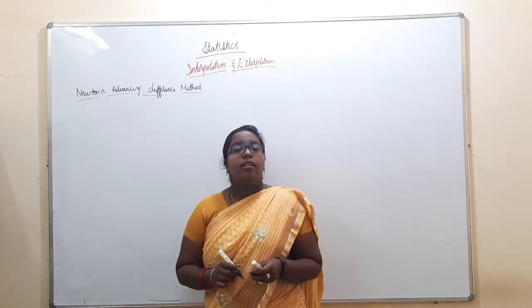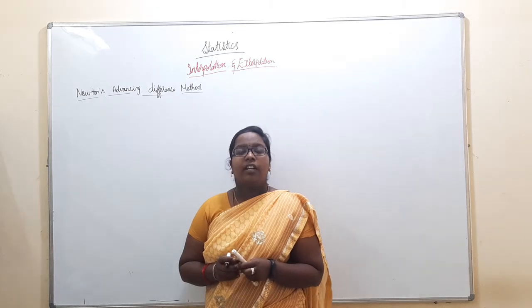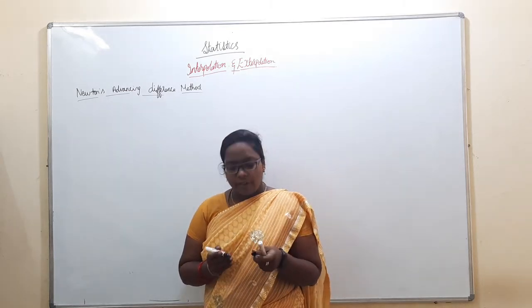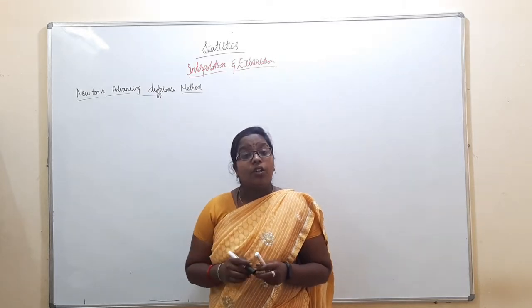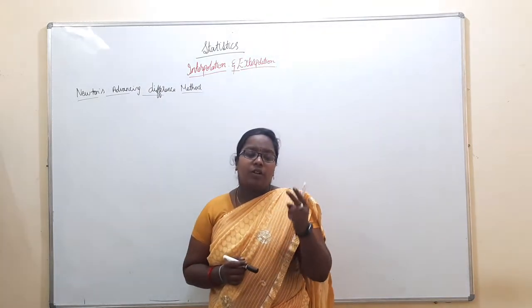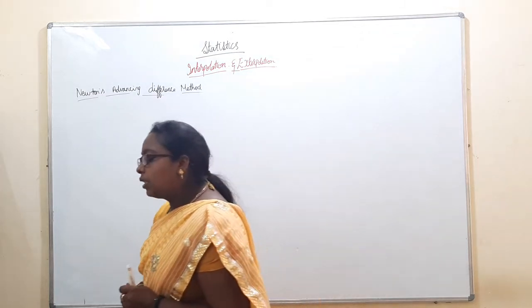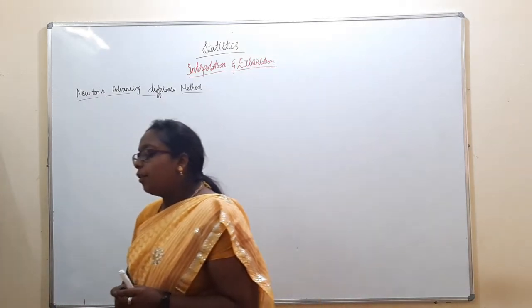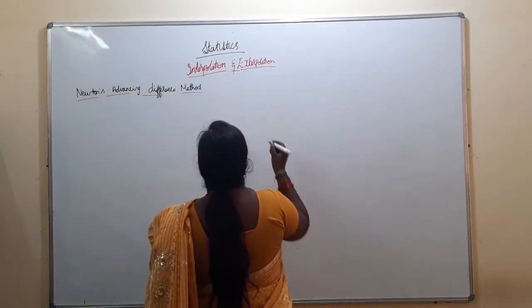Last class your data had been converted into single variables directly in the question. But here we are going to convert our two variables into one variable. Your question goes like this: interpolate the number of persons below age 70.